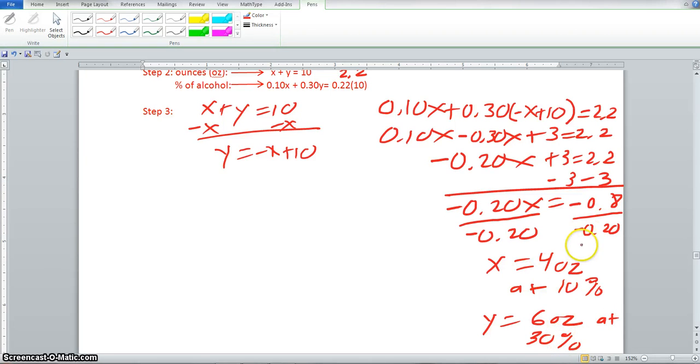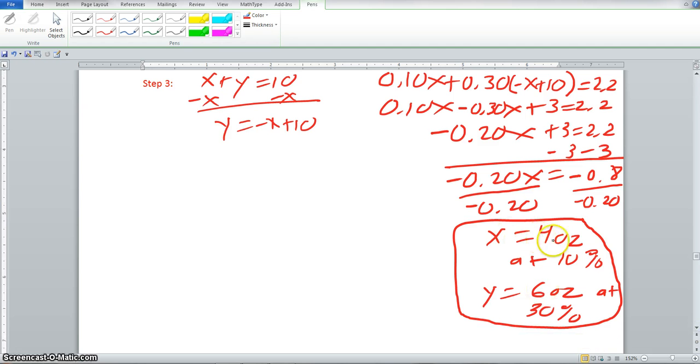So this is our final answer. We have x is 4 ounces at 10% solution, and y is 6 ounces at the 30% solution. And we're done.